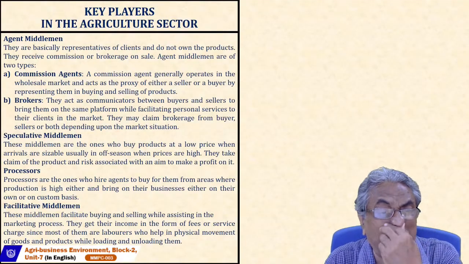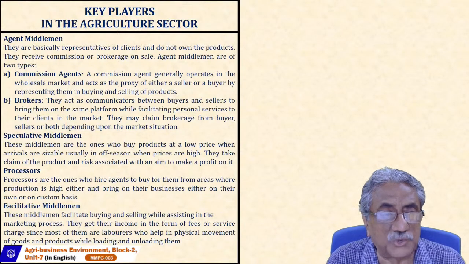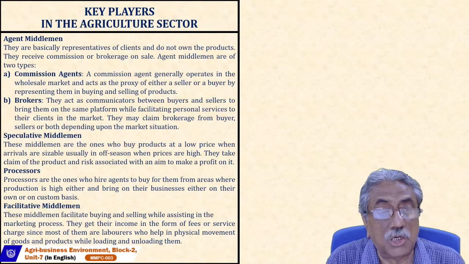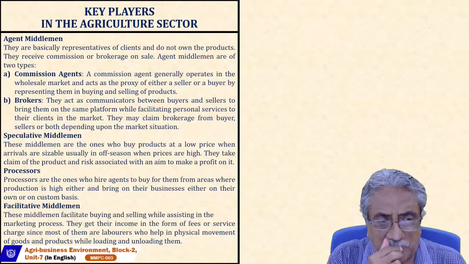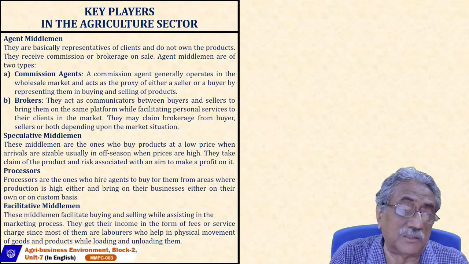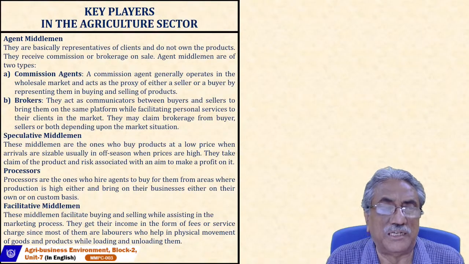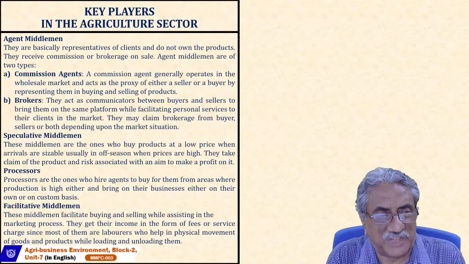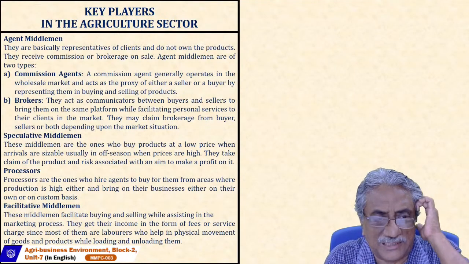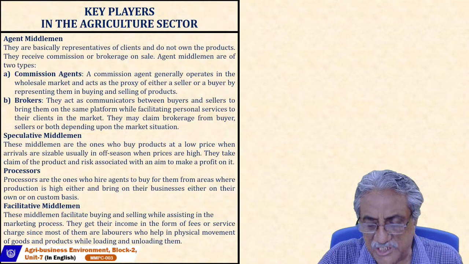Processors are the ones who hire agents, as I told you, commission agents, to buy for them from areas where production is high, and bring it to their business either on their own or on a custom basis. Like in Odisha, there is an area Bargarh where a lot of rice mills are there. They have their commission agents who procure the rice and give it to them, and the agents get a commission out of that. Facilitating middlemen are those who create the facility for the marketing process, and they get a fee for that.